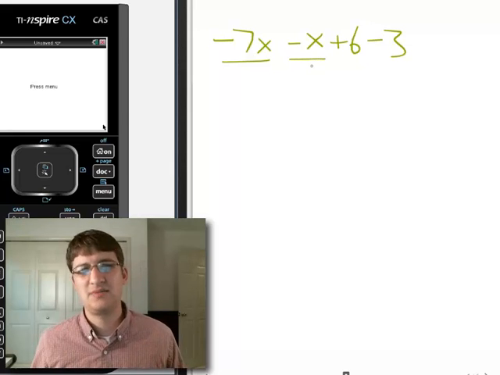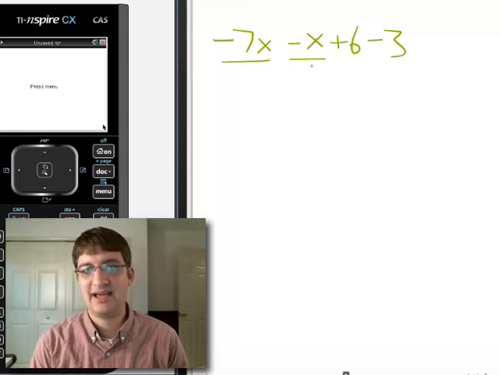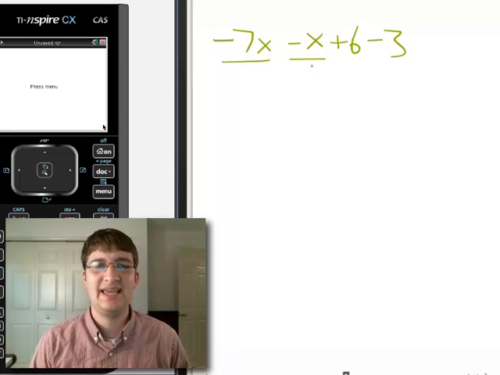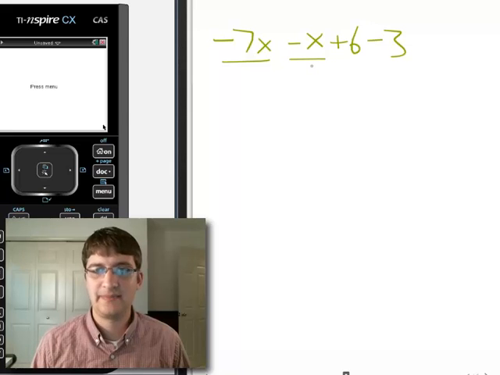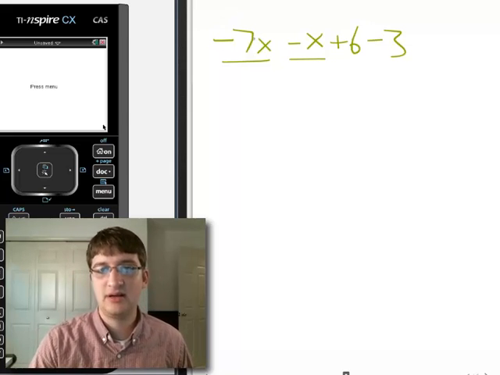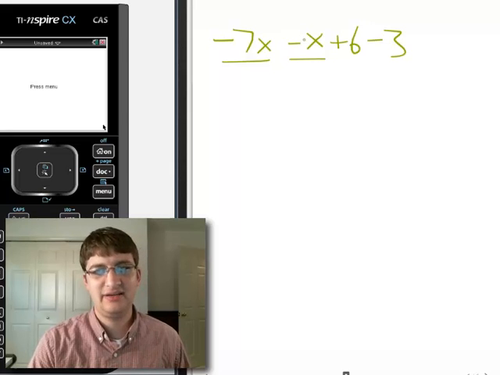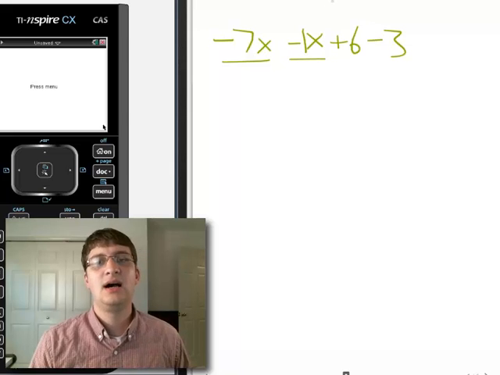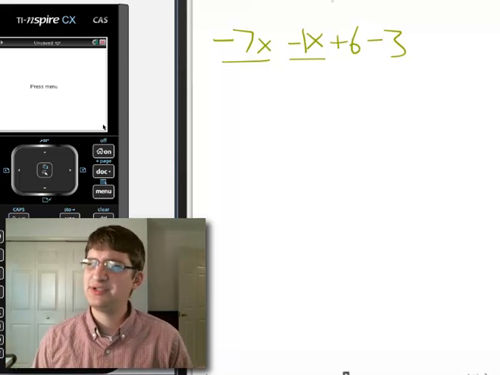These are like terms because they both share an x. They don't look like each other. However, they share the same, let's say, variable. They have different coefficients. For example, there's a negative 7 here versus a negative, and if there's nothing in front of the x, we can always call that a 1. So there's a negative 7 as a coefficient and a negative 1.